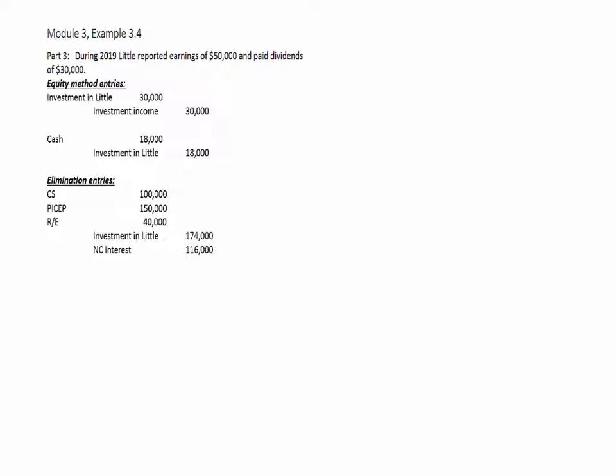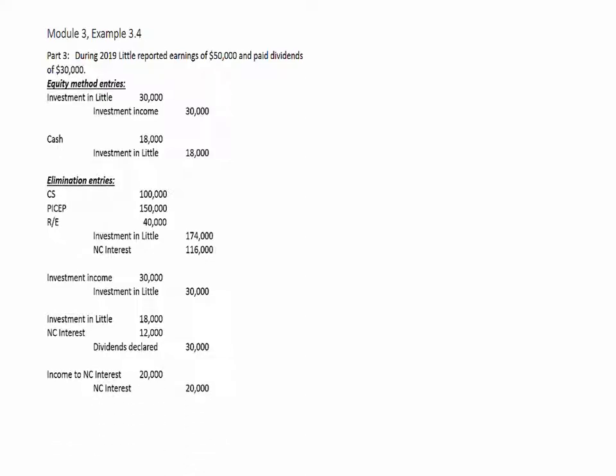We do our I for investment income entry, eliminating the parent's investment income against their investment in Little account. We do our D for dividends entry. Again, we're going to eliminate Little's dividends declared, and we split that 60-40 between the investment in Little and the non-controlling interest. And finally, we have our income to the non-controlling shareholders, their share, 40% of the reported earnings of $50,000.